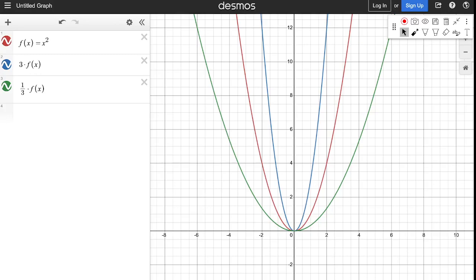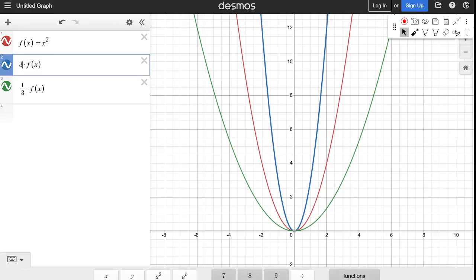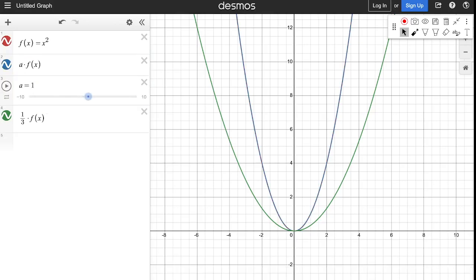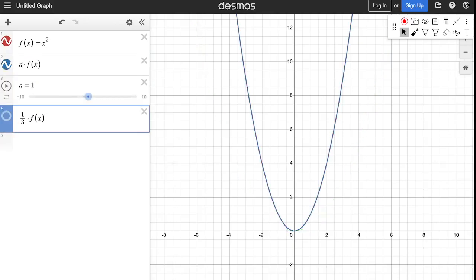But let's go ahead and, well, actually, let's do this. Let's change this to a variable. Let's make it a constant variable, so we'll make a slider for it. Let's turn off this other one. And we see that, okay, when a is 1, nothing's going to happen because 1 times it is the original. But if we make it bigger, we're stretching it upwards, which makes it look thinner. Each y value is going up that way.